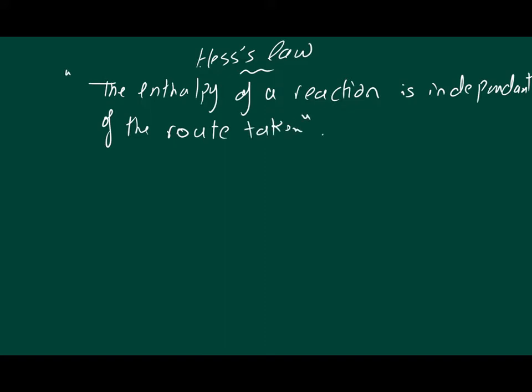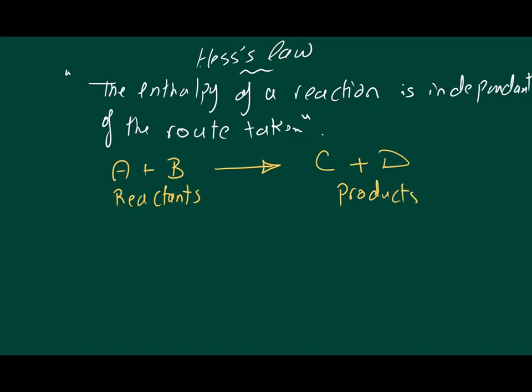Let's take an example. If we have a reaction between A plus B to produce C plus D, so A and B are reactants, C and D are products, and you are asked to calculate delta H of this reaction. You don't have any idea about any of those, but you are given the standard enthalpy of formation of some of those.